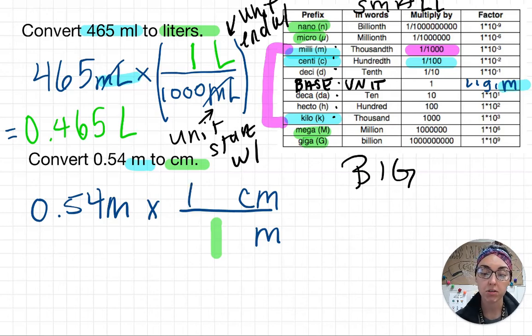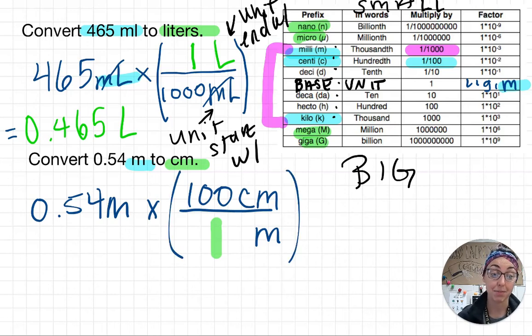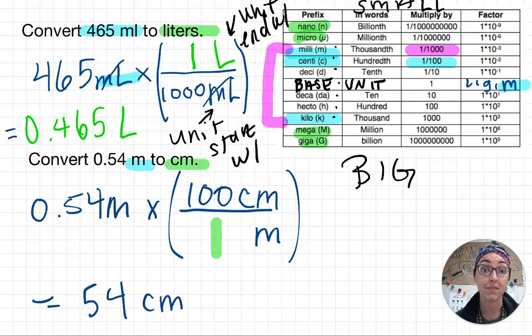So these multiply-bys are in reference to the base unit. A milliliter is 1/1000th of a liter. A centimeter is 1/100th of a meter. A kilometer is 1,000 times a meter. So these are always in reference to the base unit. Now you'll see my number is going to get bigger because the big number here is on top. So the 100 over 1, big number is on top, my number is going to get bigger. So I multiply that, and I get 54 centimeters in 0.54 meters.